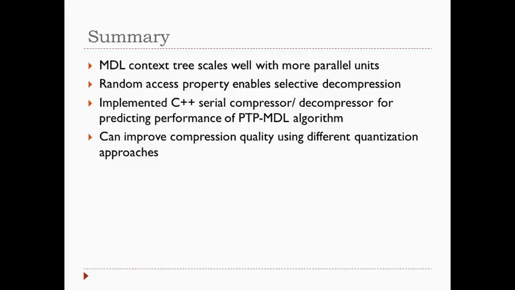We've seen that the MDL approach using context trees scales well with more parallel units. We also have that neat random access property that allows us to decompress in a selective way. Now, I'd like to note that we've really implemented this in C++ in a prototype manner with a serial compressor and decompressor, and that has allowed us to predict the performance of a full-scale parallel implementation, which we haven't really performed yet.